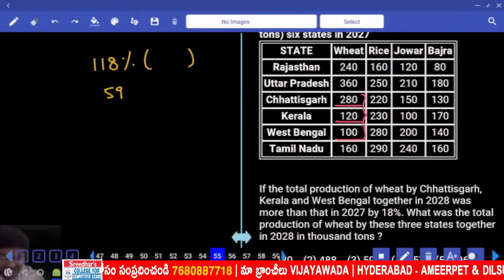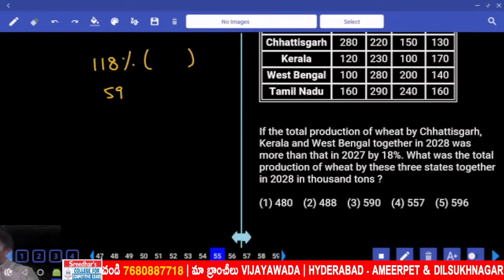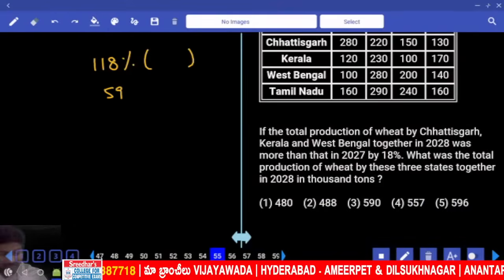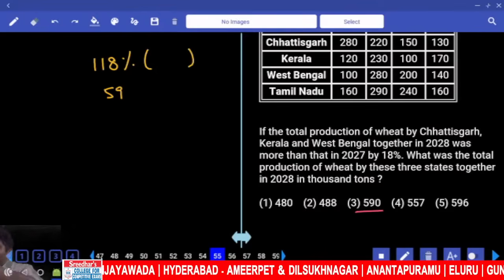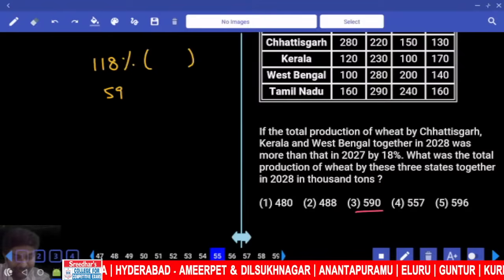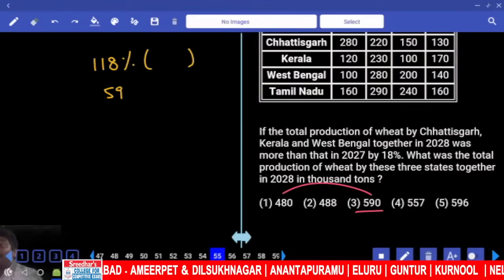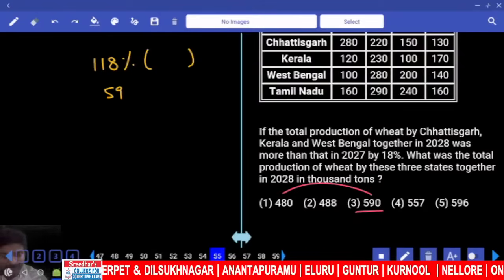59. Let us see options. How many are 59 multiples? This is a 59 multiple. I'll apply the same logic, identifying the difference. First and last, what is the difference? 110. Is 110 a 59 multiple?